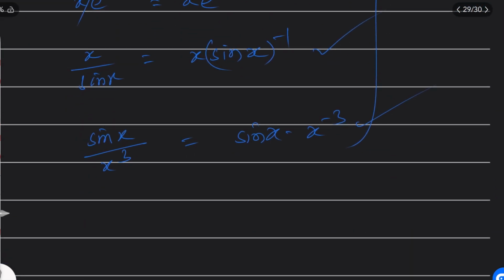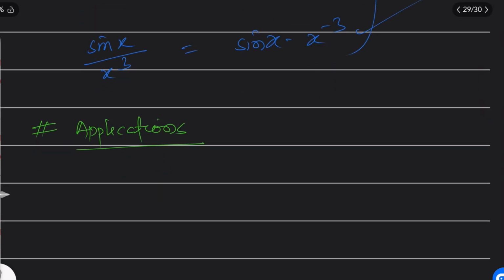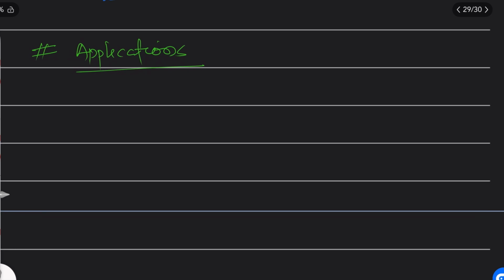Now next, let's finish the application part also. So what are the applications, sir? Sir, if I am talking about the applications of integration, the application of integration is very wide, but we are talking about the basic things, so you should understand where and why we should apply integration, sir.